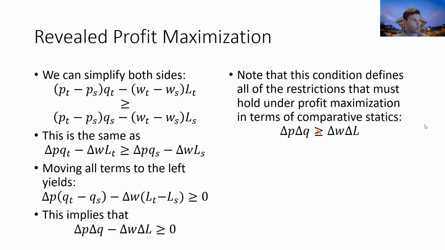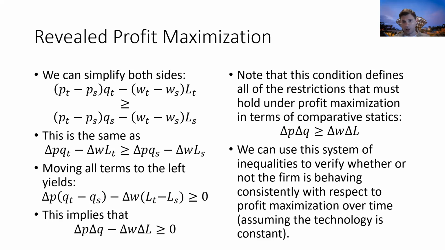That condition does not hold. Just think about it. The condition was that I'm maximizing profits in both periods. So if that condition doesn't hold, it means the firm did what? Yeah, they must have made some suboptimal choice. So this is a very nice way of using the system of inequalities to verify whether or not the observable data of the firm is consistent with respect to profit maximization over time.